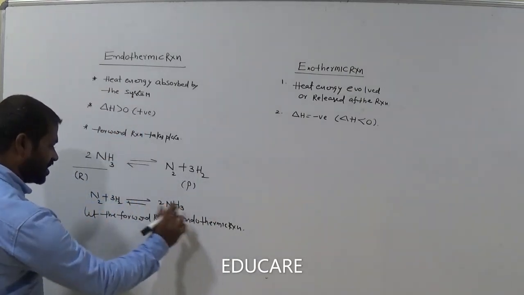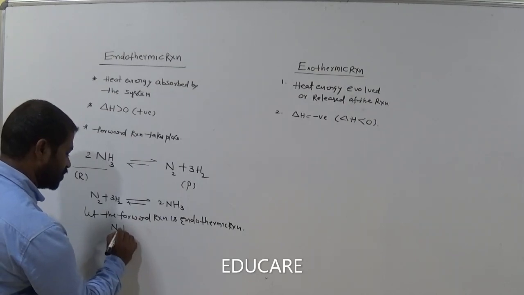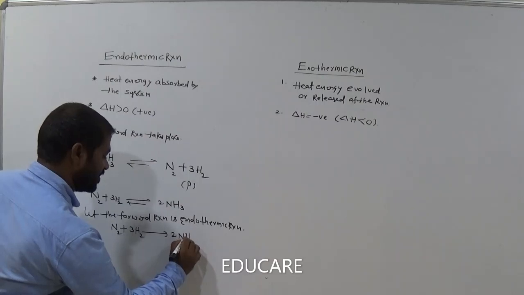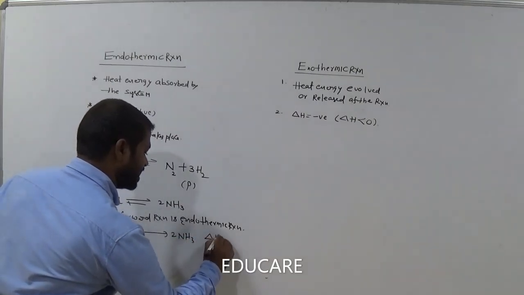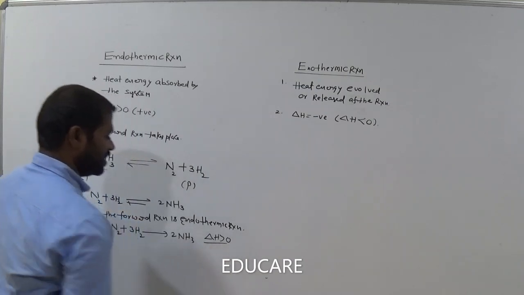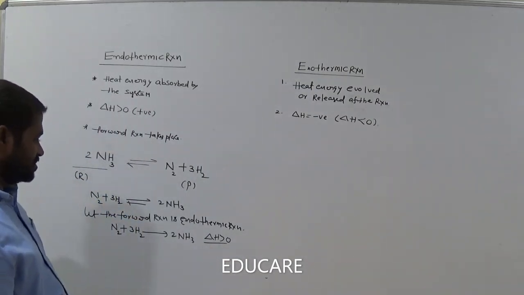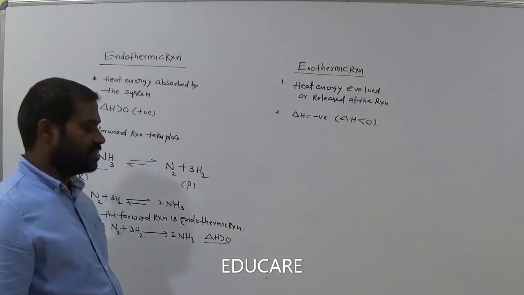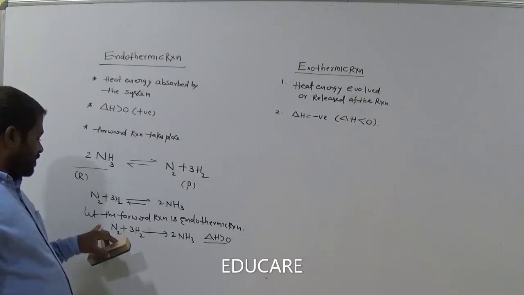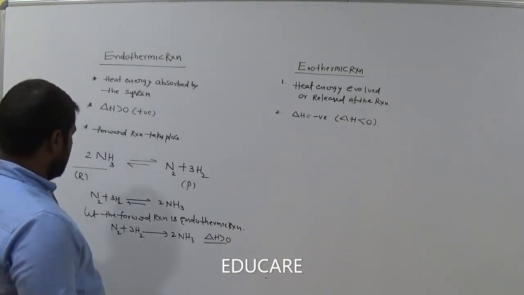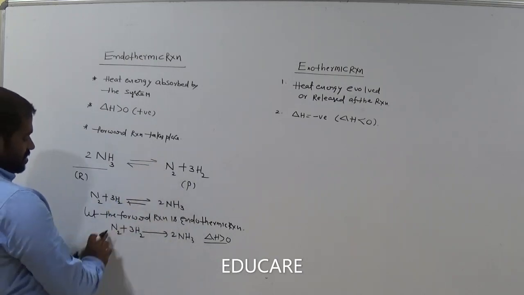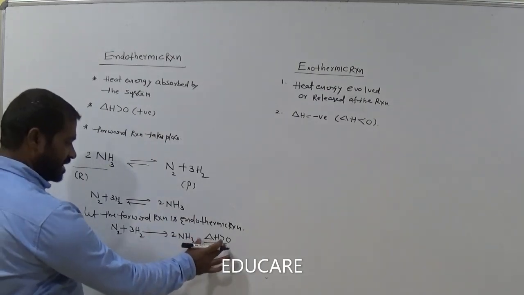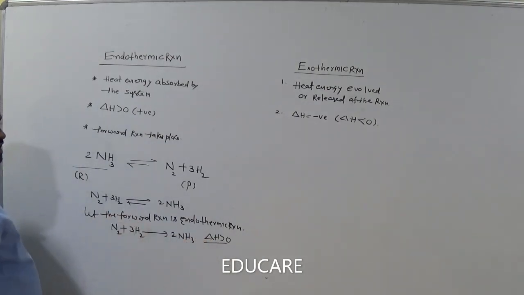What is the forward reaction here? N2 plus 3H2 gives rise to 2NH3. Am I right? Forward reaction means delta H is greater than 0. Is it clear? So now delta H is greater than 0 and it is an endothermic reaction.